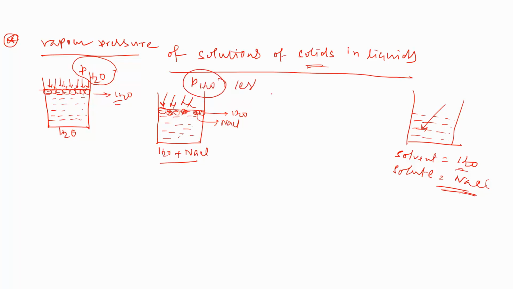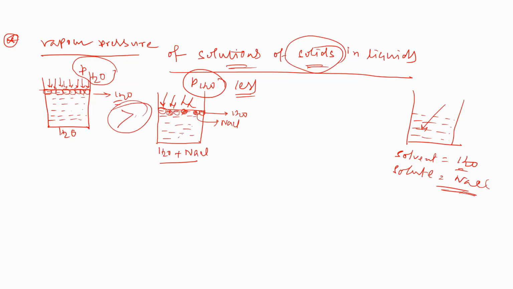When some water molecules are replaced by NaCl molecules, then the vapor pressure of the water will be less, because the number of water molecules on the solution surface is less than in the pure case. That's why when we go to the solution, whatever vapor pressure of the water there will be, that will be less than the pure case. So the vapor pressure of the pure solvent is greater than the corresponding vapor pressure in solution. This is the case when we make a solution with a solid solute in a liquid solvent. So vapor pressure will always be less.